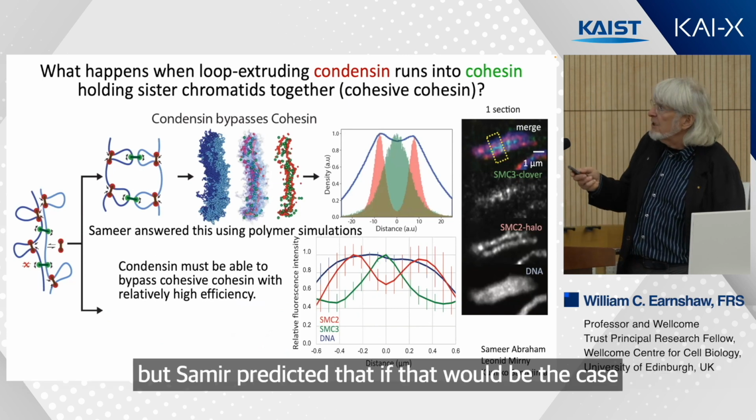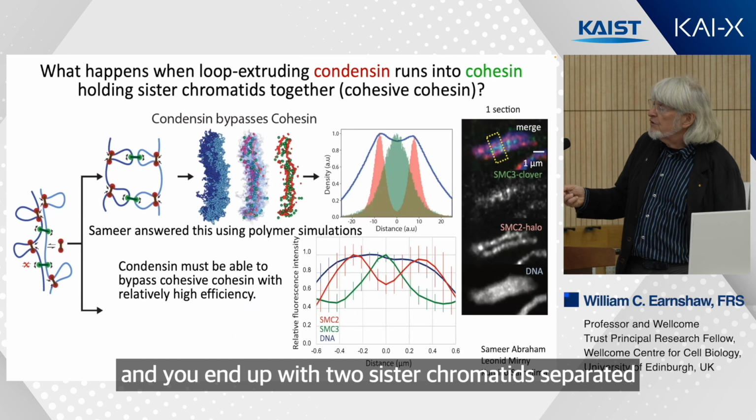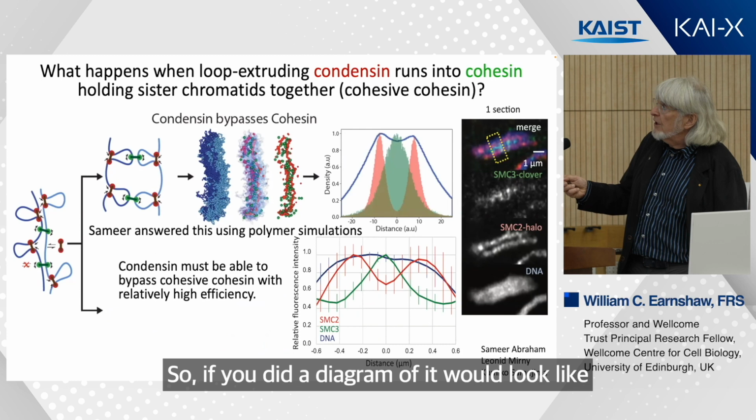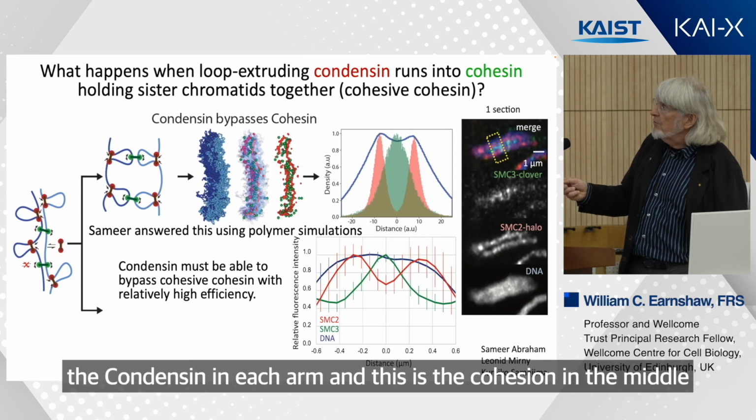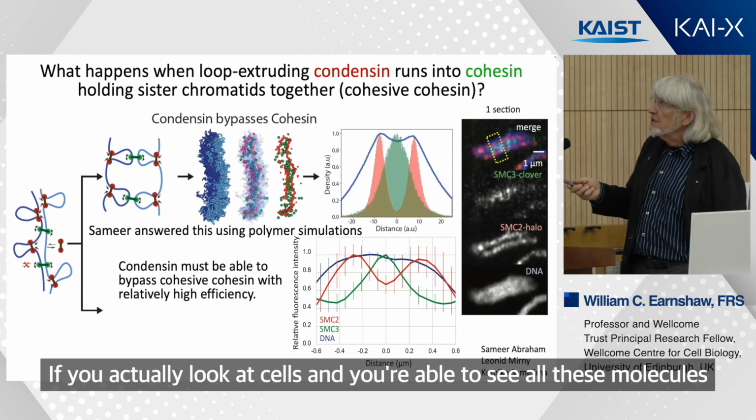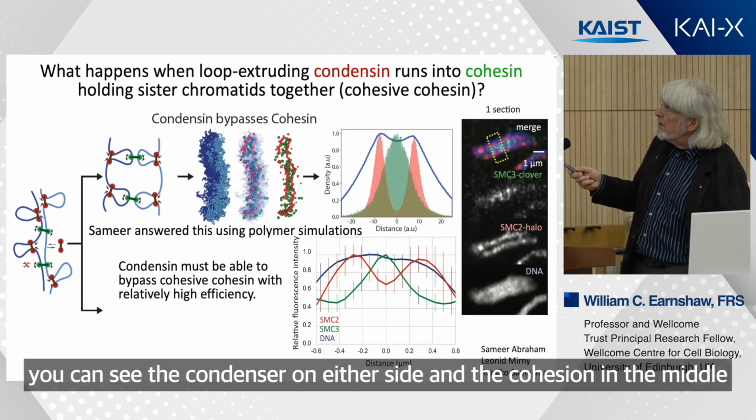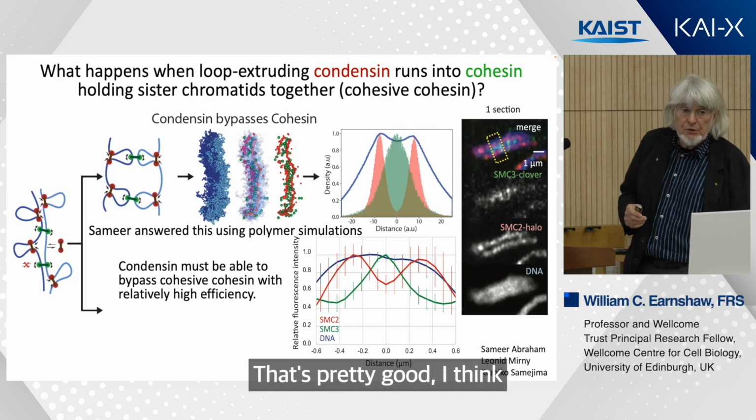But Samir predicted that if that were the case, his simulations show you can actually separate the two sister chromatids, and you end up with two sister chromatids separated and cohesin in the middle. So if you did a diagram of it, the blue is the DNA, this is the scaffold, the condensin in each arm, and this is the cohesin in the middle. If you actually look at cells and you're able to see all these molecules, which is extremely difficult for the cohesin, you can see the condensin on either side and the cohesin in the middle. So this is data, that's a model. That's pretty good, I think.